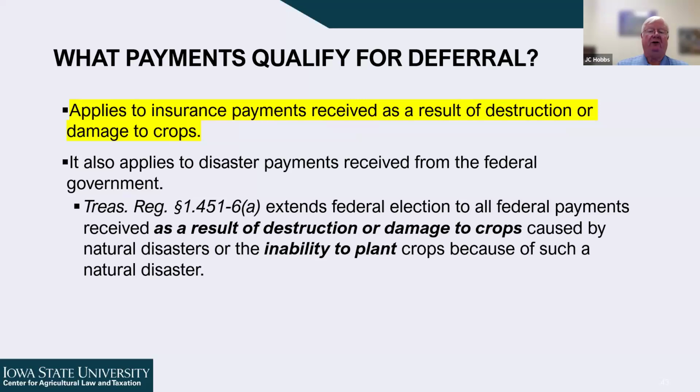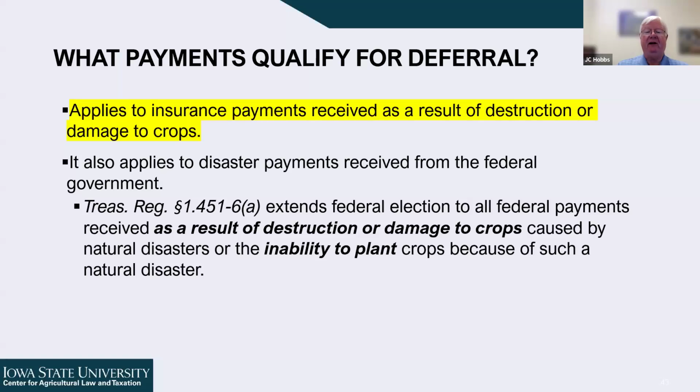So what payments qualify? The insurance payment received as a result of destruction or damage to crops. Doesn't work on the revenue side, so it's only the destruction or damage. It also applies to those disaster payments from the federal government. And there's a Treasury reg that talks about extending those elections for all crops, federal payments, as a result of destruction or damage to those crops caused by natural disasters.